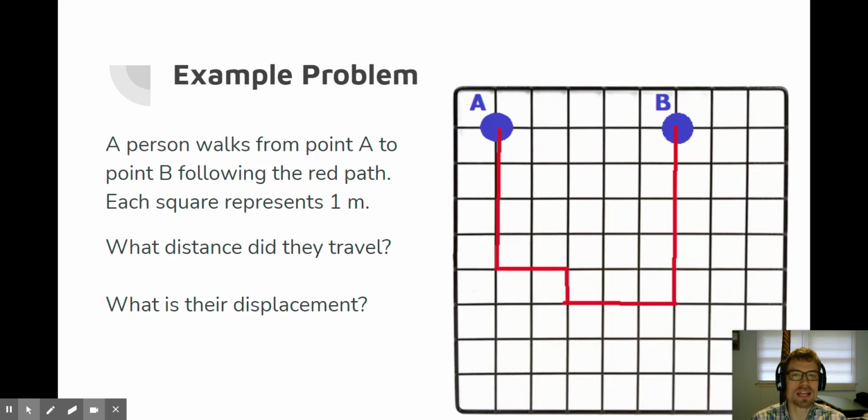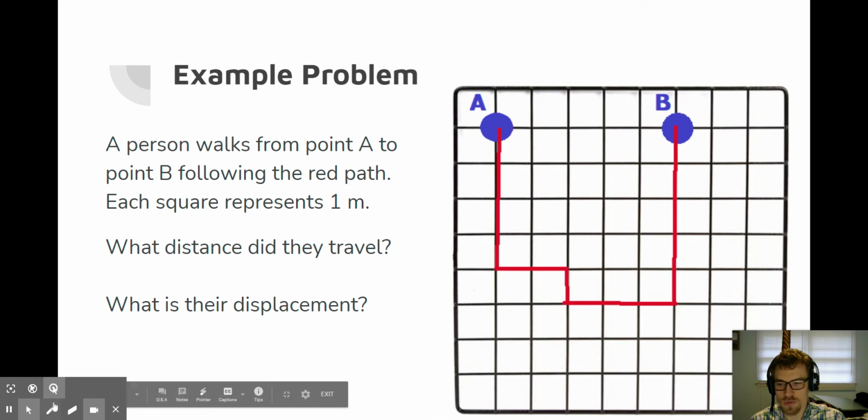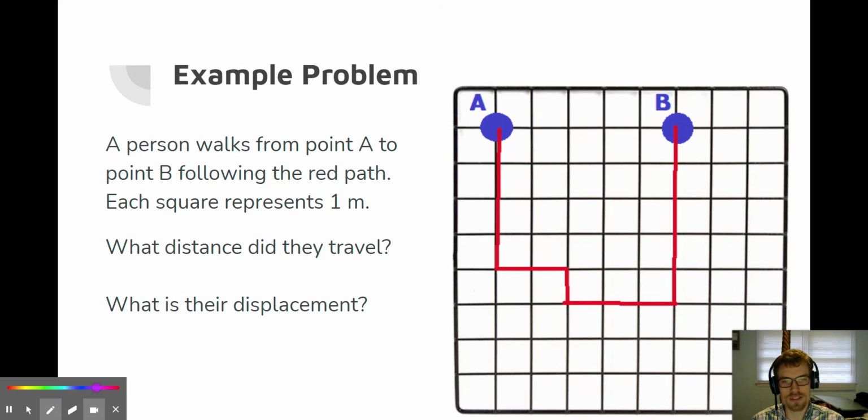So let's take a look at an example problem here. We have a person that is walking from point A to point B, and it is doing so following this red path, okay? And each of the squares is representing 1 meter. So the question is, what distance did they travel and what is their displacement?